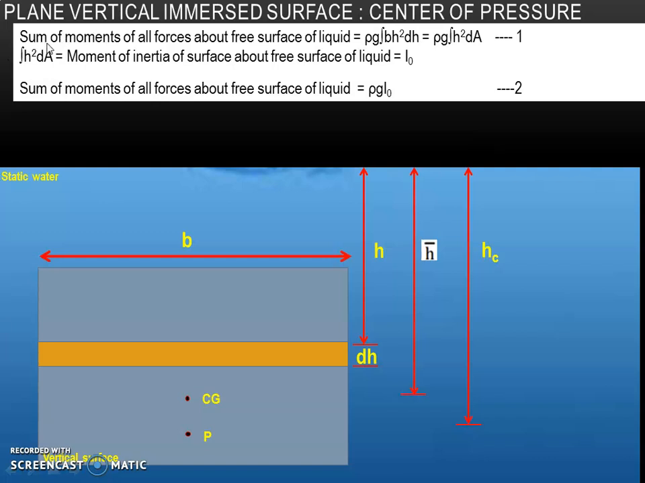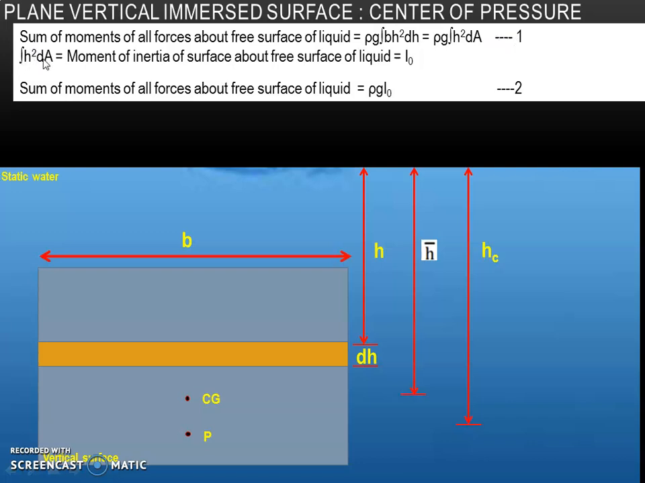Now if we want to find sum of moments of all the forces about free surface of liquid, then we need to integrate the previous equation. So we write the same equation as rho g integration of B H square dH, which can again be written as rho g integration of H square into dA. dA is B into dH, that is area of small strip, and we will name this as equation number 1.